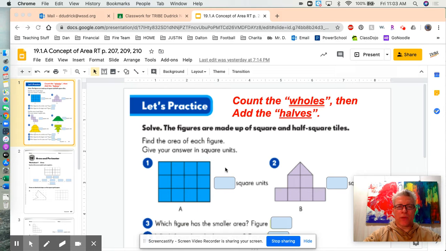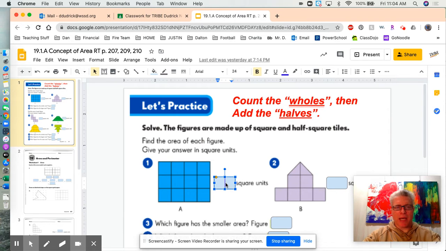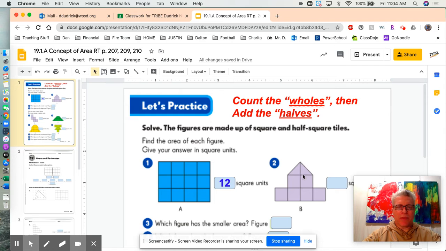So the goal for these figures is to start by counting the whole squares. So we have 1, 2, 3, 4, 5, 6, 7, 8, 9, 10, 11, and 12 total square units. So we're just going to double click in that box and add our answer. Then, when we have a combination of triangles and squares, always count the whole squares first.